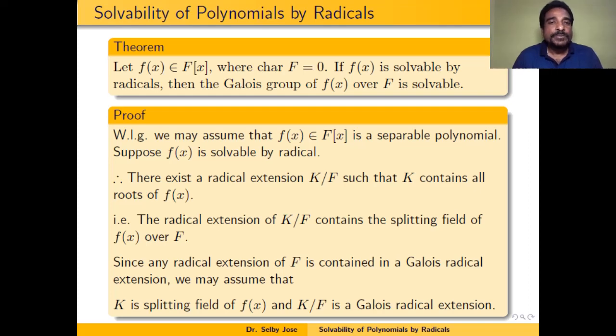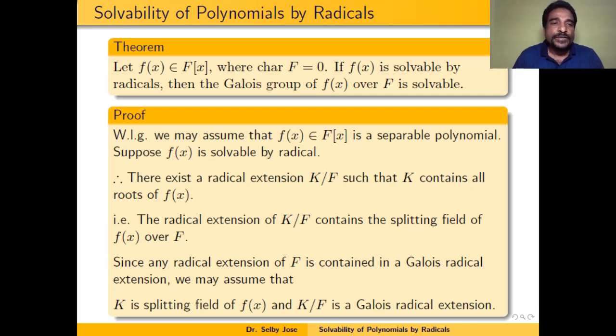So what do you mean by the Galois group of f(x)? The Galois group of f(x) is the same as the Galois group of K over F, where K is the splitting field of f(x) over F. So first of all, we may assume that f(x) is a separable polynomial. And suppose f(x) is solvable by radicals.